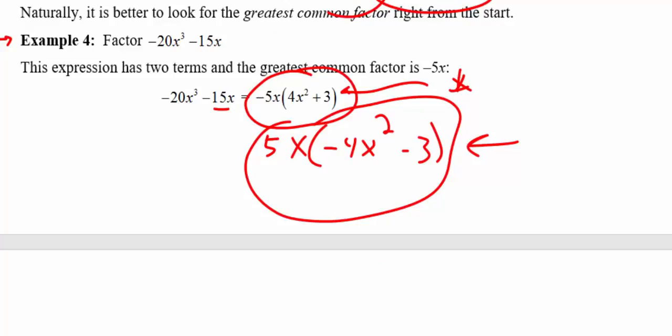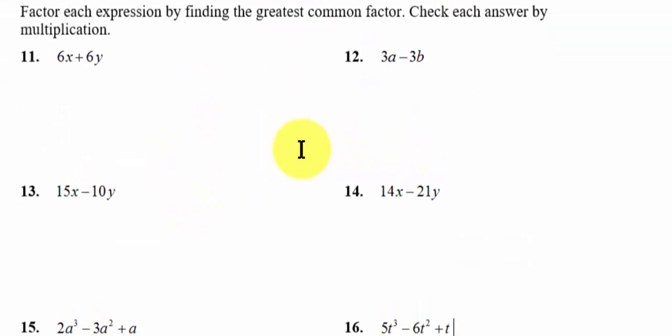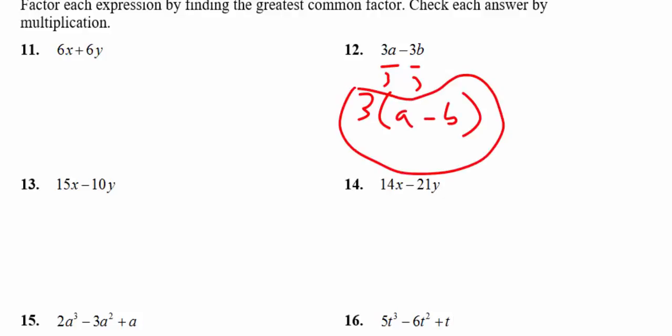Okay, so now let's practice a few of these problems. We won't do all of them. Maybe we'll start with some of the even problems. So when I look at number 12, what is the biggest number that goes into 3a and 3b evenly? Well, that would be 3. And if I divide each piece by what I just factored out, I'm left with a minus b on the inside. So that would be my answer, 3 times a minus b.